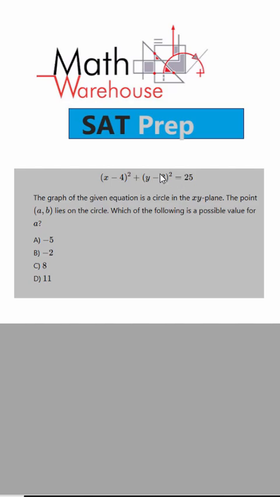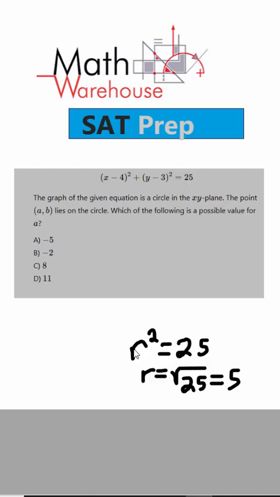So they're basically saying that this is a circle, and by now I hope you know that the center is (4, 3) and the radius is 5. Radius squared is what's on the right side of this equation, and to get the radius itself, we take the square root of 25 and get 5. And there's some point on this circle, and they want to know which of these numbers could be the x-coordinate on that circle.